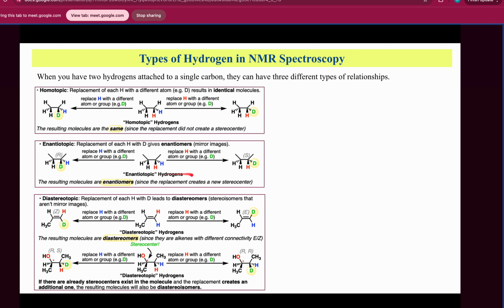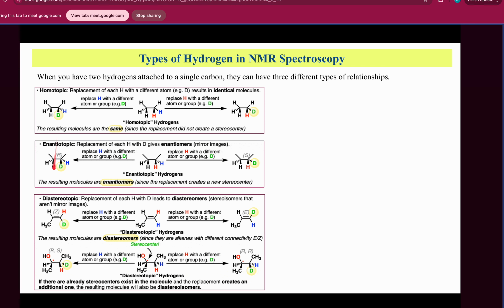So in this case, these are the two hydrogens. And if we replace it with D, and in this case we are replacing it with D, then the images which we are observing in both of these cases are like mirror images of each other. So this is the enantiomer.